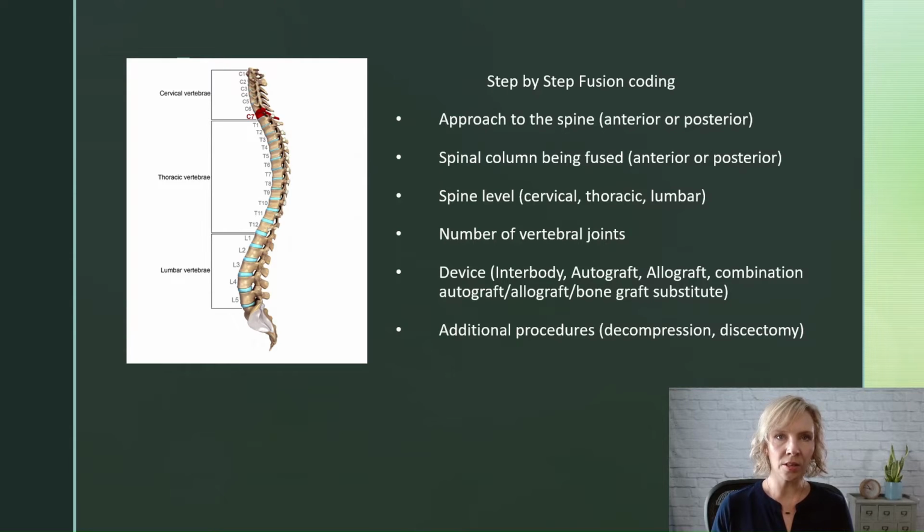You'll also want to determine the technique used to access the portion of the spine that's being fused, whether it was an anterior approach from the front or a posterior approach from the back. And finally, you'll need to determine the type of device used, whether that be an interbody device or a type of bone graft material, as well as any additional procedures performed, such as a discectomy or a decompression.